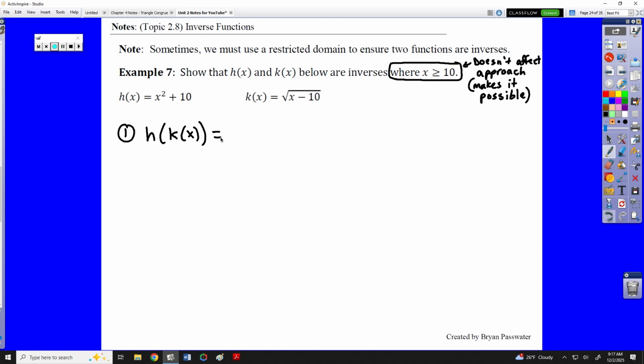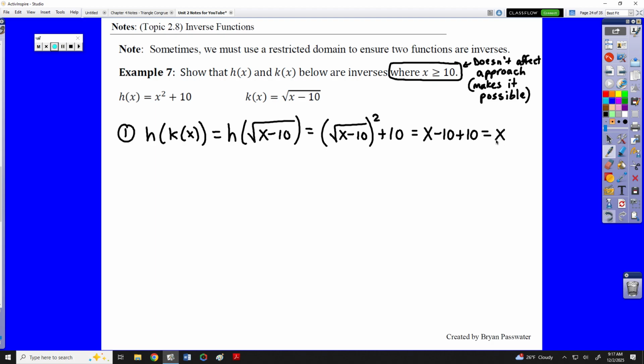is equal to x. So we find h of k of x. Well, that would be h of the square root of x minus 10, which means we are putting the square root of x minus 10 in for x in that h of x expression. That would be the square root of x minus 10 squared plus 10. Well, when you square a square root, they are inverse operations, meaning they cancel each other out. And then the negative 10 and the positive 10 cancel each other out, meaning that we have shown that h of k of x is equal to x. That's perfect. That's exactly what we want.